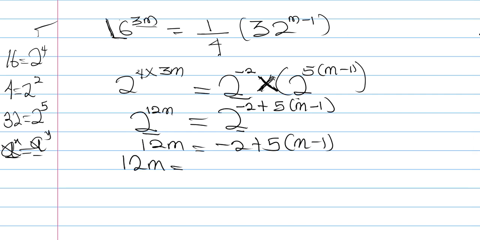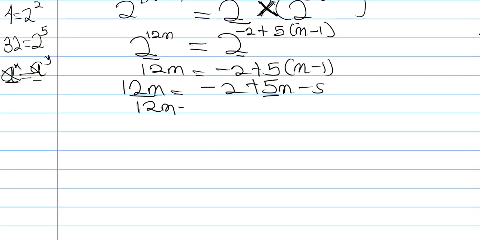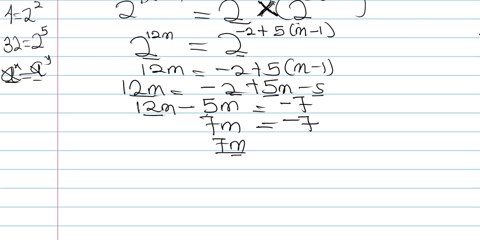Okay, let me expand it. 12m equal to minus 2 here, 5 times m, 5m minus 5, right? Let me collect the like terms here. We have 12m minus 5m equal to minus 2 minus 5 is minus 7, right? 12 minus 5 is 7. 7m equal to minus 7. Dividing both sides by 7, 7m divided by 7 equals minus 7 divided by 7. We have m is minus 1. So simple as ABC.